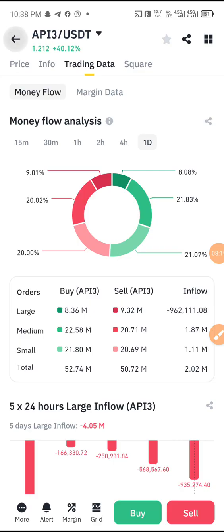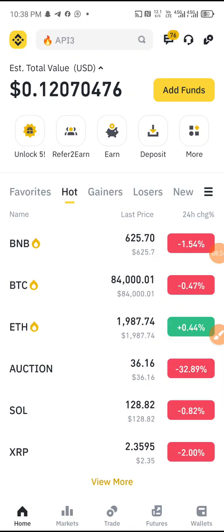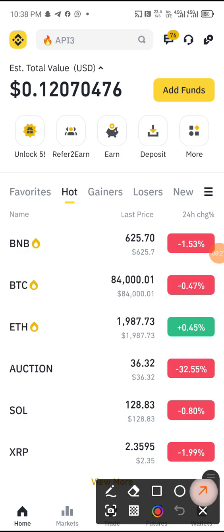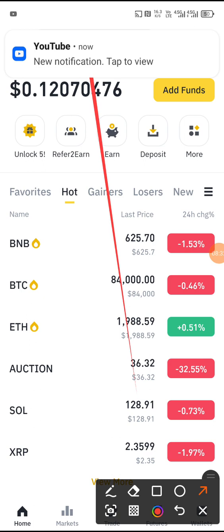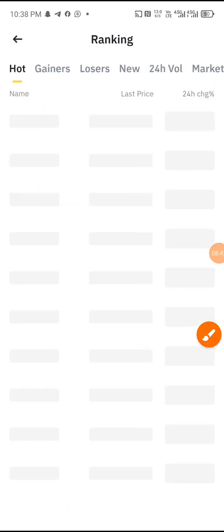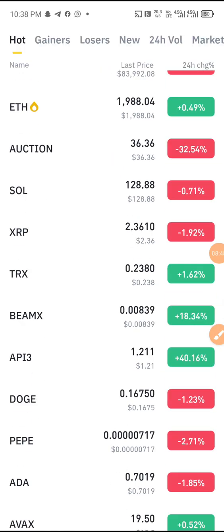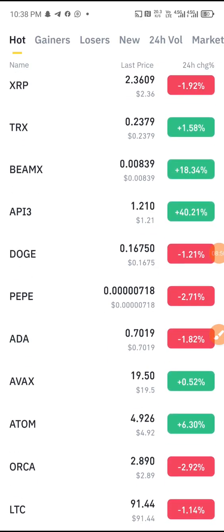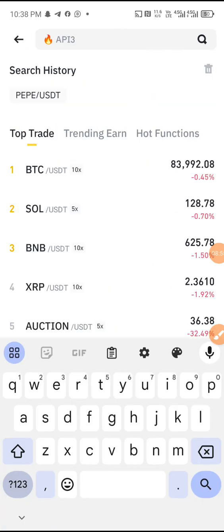So let's go back there to see another one, just one more, so that this video will not be too long. Okay, coming back to this search bar, we're going to look at IOTA. You come to this place and click on more. If you click on more, you're going to search straight for this IOTA. If it's not showing up here, you search for it. Okay, let's search for this IOTA.